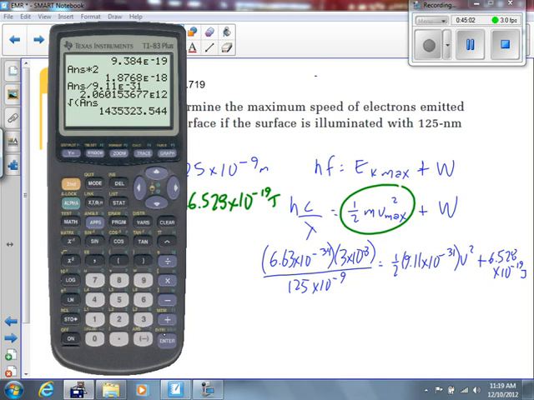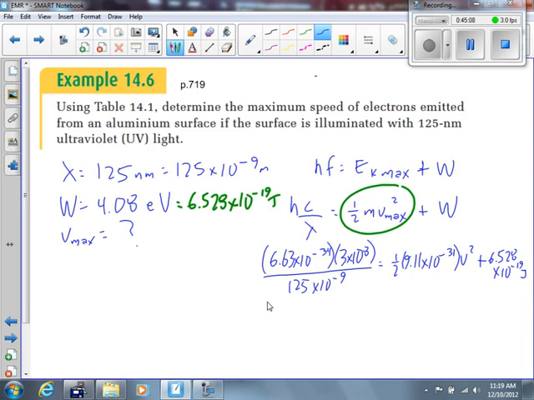And lo and behold, we get 1.44 times 10 to the 6, which is a pretty reasonable speed for an electron. Let's say 1.44 times 10 to the 6 meters per second.